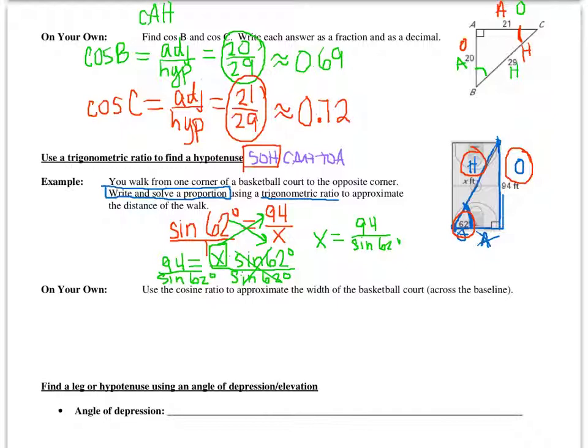And if you put that in your calculator, x is about equal to 106.46, and we're talking about a distance walked here, so a length. My units would be feet. And that's our answer, 106 and 46 hundredths feet.